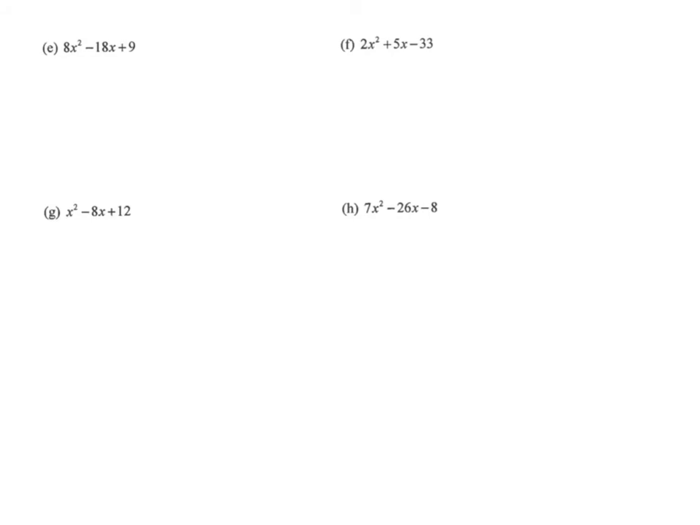So E, keep our A, keep our C, and our A times C, 8 times 9 is 72. Multiplies equal positive 72, adds equal negative 18, which means I'm going to have two negatives. 72 is 12 and 6, so negative 12x, negative 6x. You'll notice this time I have two negatives. So I have a negative. I'm going to put that other negative, the negative 6x, in the parenthesis.